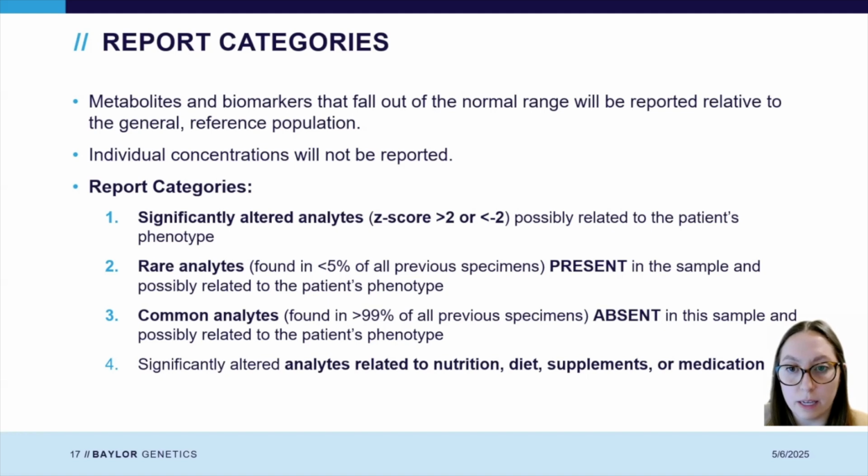Next, we flag rare analytes, compounds observed in fewer than 5% of all prior specimens, whose unexpected presence might point to a unique metabolic disturbance. We also report absent common analytes, molecules that are normally detected in over 99% of samples, missing in that specific patient's profile, since their absence can suggest deficiencies or disrupted pathways. Finally, we highlight nutrition or treatment-related analytes, where significant deviations are likely attributed to diet, supplements, or medications rather than primary disease processes.